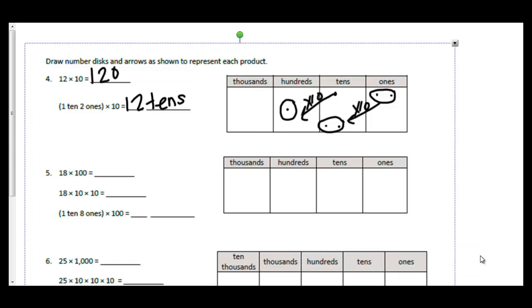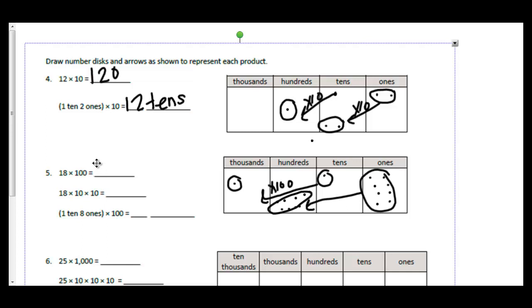Okay, so let's do 18 times 100. So I've got 1 10, 8 1s, 1, 2, 3, 4, 5, 6, 7, 8. I'm going to multiply all this times 100 this time. So I'm going to start with the 10s. So 10 times 100 is 1,000. And then 8 1s times 100 is 800. So I've got 18 times 100 is the same thing as 1,800.